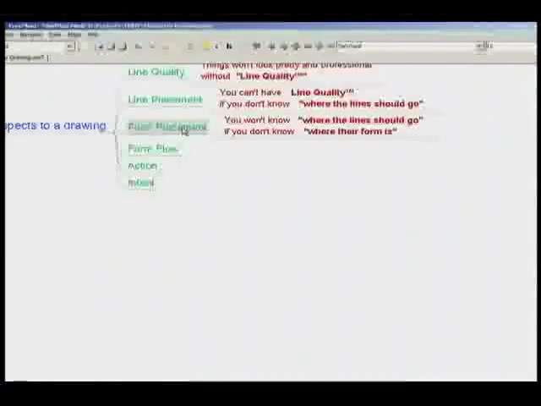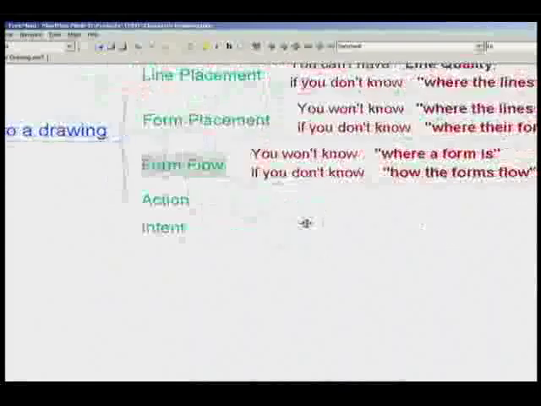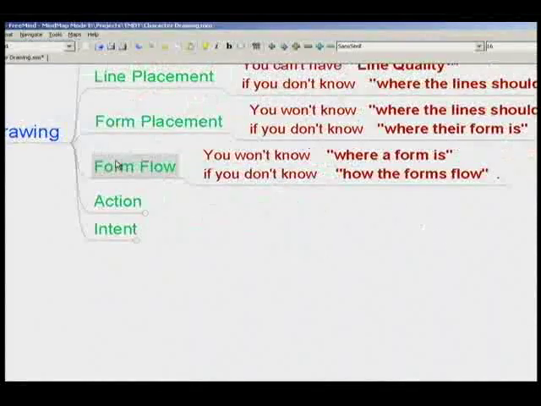And sometimes people ask themselves, where do I place the form? Should I place the form close? Should I place it back here, up, down? Where are all the places that I'm going to put the forms? So the important thing to take note of is form flow. You won't know where the forms are if you don't know how the forms flow. Form flow is the general trend of the placement of the forms.